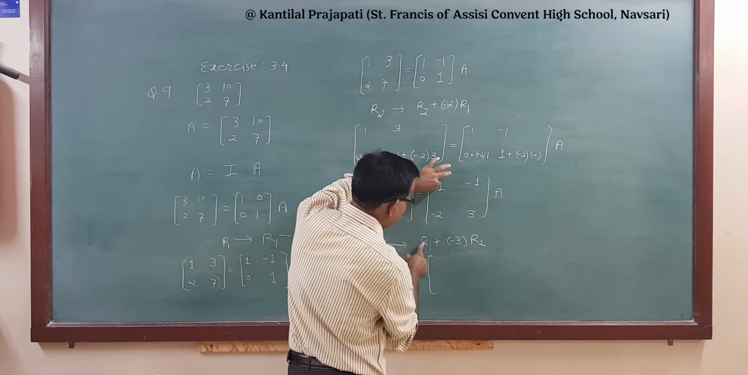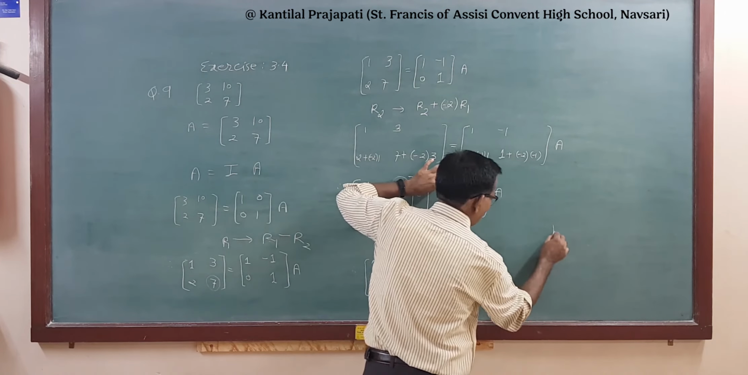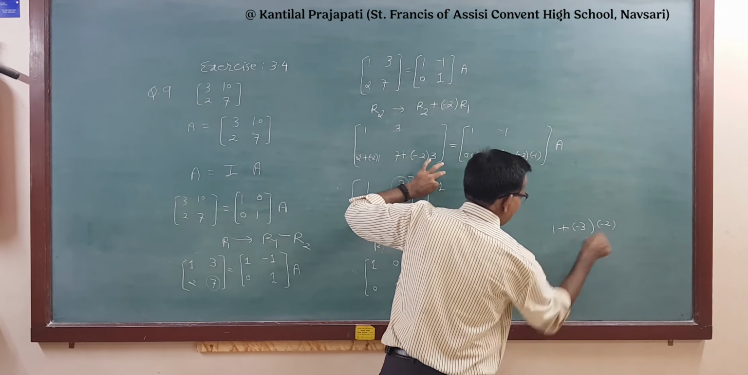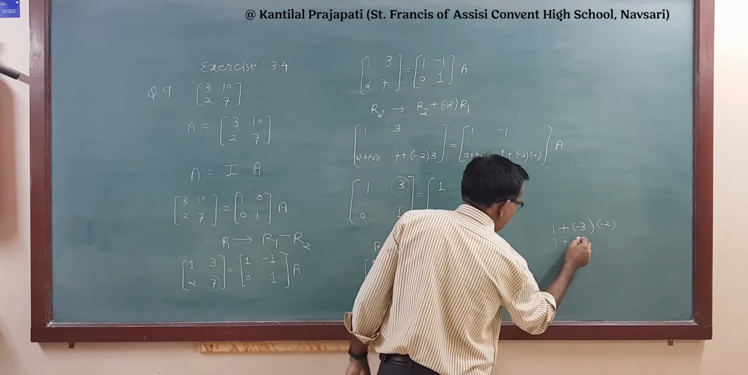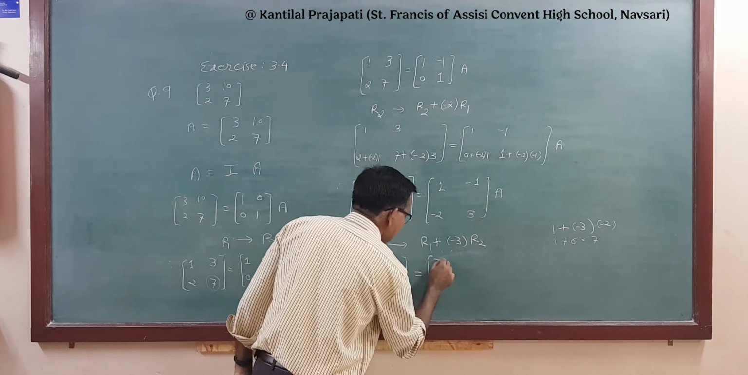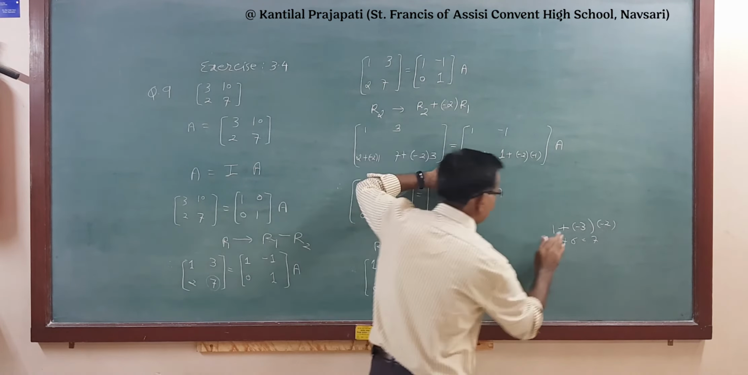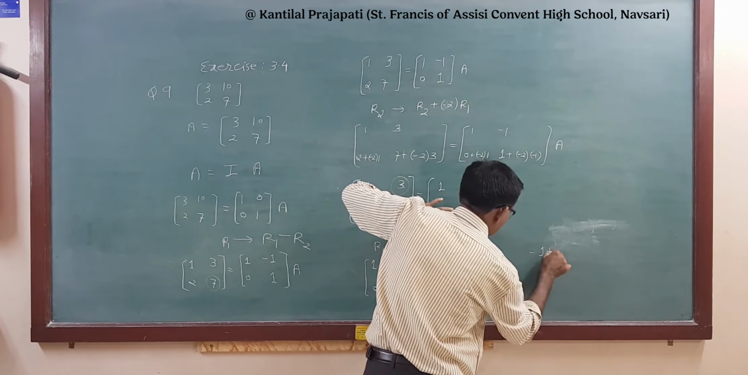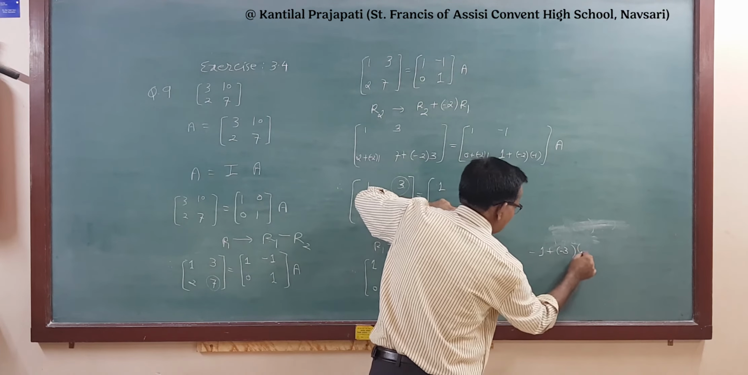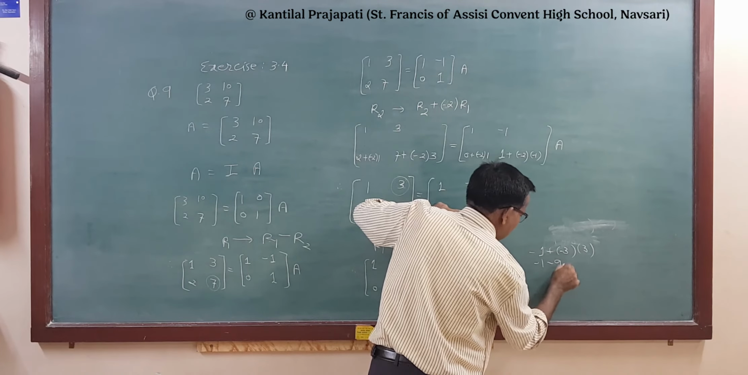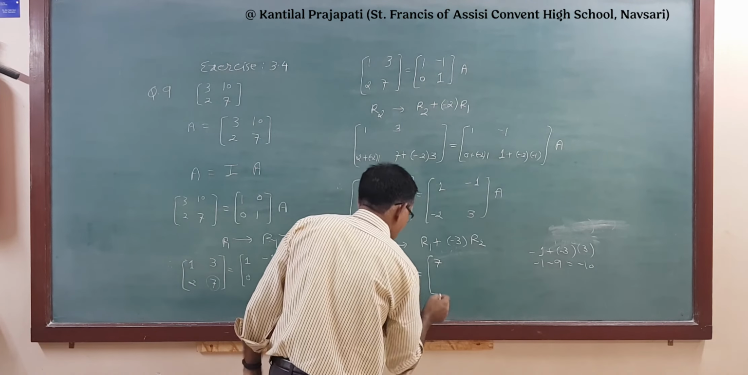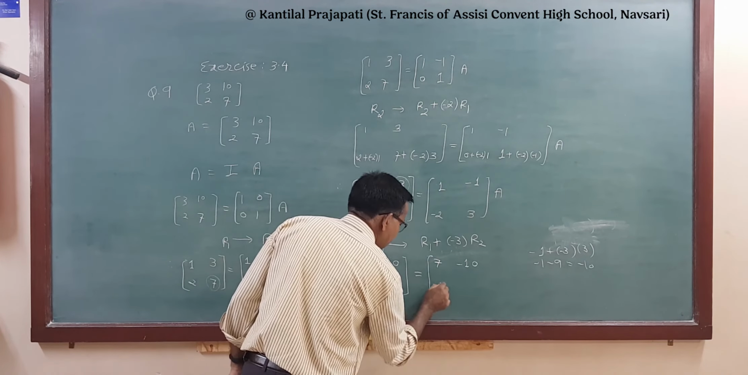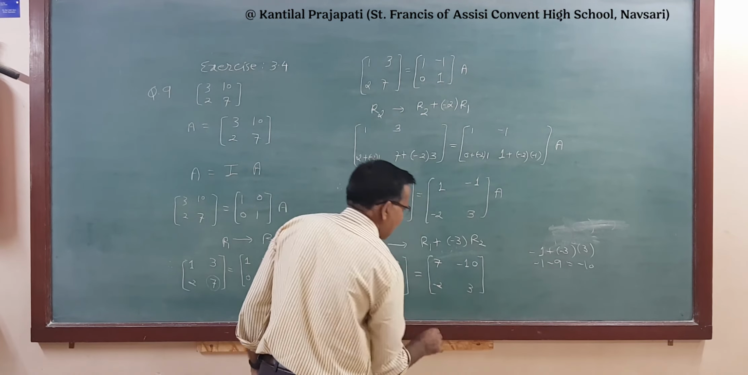So R1 is 1 here, minus 3 into minus 2. 1 plus minus 3 into what? Minus 2. Corresponding element. Remember this. The 1 plus 6 is equal to 7. So you get this element will be 7. Here now 7 is here. The minus 1 here plus minus 3 into R2, that is what? 3. So you get minus 1 minus 9 is equal to minus 10. So this element you get minus 10. And second row is as it is minus 2 and 3 into A.